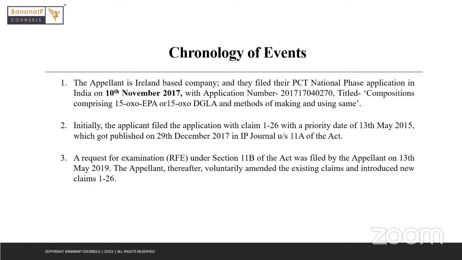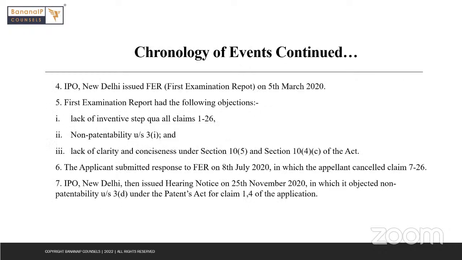Initially, the applicant filed the application with claim 1 to 26 with a priority date of 13th May 2015, which got published on 29th December 2017 in Weekly Journal under Section 11A of the Act. Then a request for examination, also known as RFE, under Section 11B of the Act was filed by the applicant on 13th May 2019. The appellant thereafter voluntarily amended the existing claims and introduced new claim 1 to 26.